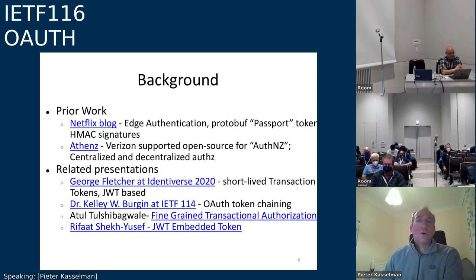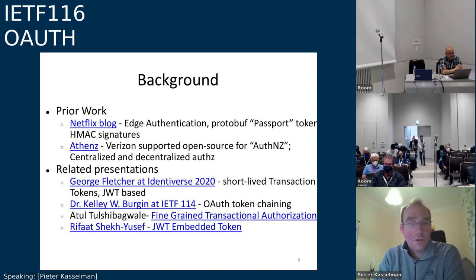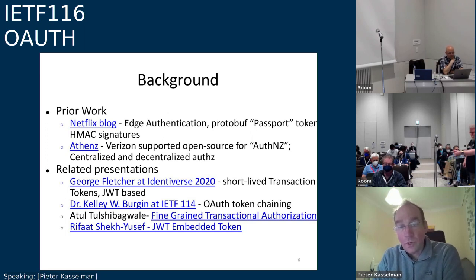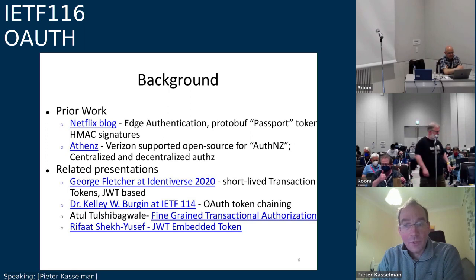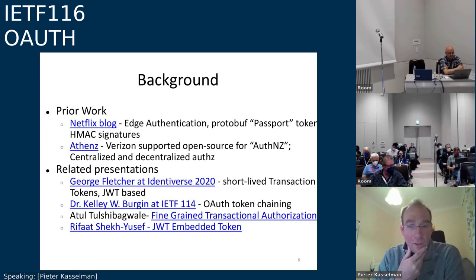In terms of prior work, or background, it turns out it's not an entirely new problem, which is good news. There has been some prior work: the edge authentication on the Netflix blog, Verizon, and George Fletcher gave a talk on this at Identiverse, short-lived transaction tokens. Kelly Burgeon at IETF 114 in Philadelphia shared the OAuth token chaining piece. A talk in London covered fine-grained transactional authorization. And then, of course, there's the embedded token work that Rafat opened the session with. So there's also some other work in this area already.